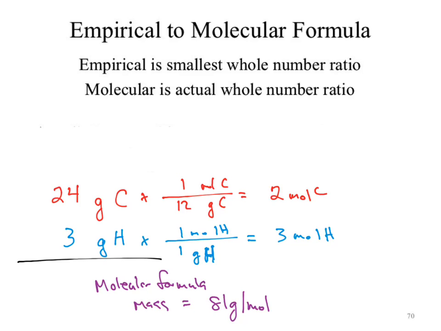Divide both of them by the smallest number, which would be 2. And so for carbon, I would get 1. For hydrogen, I would get 1.5. So if I looked at my formula, it would be carbon 1, hydrogen 1.5. I can't have half of a hydrogen atom.